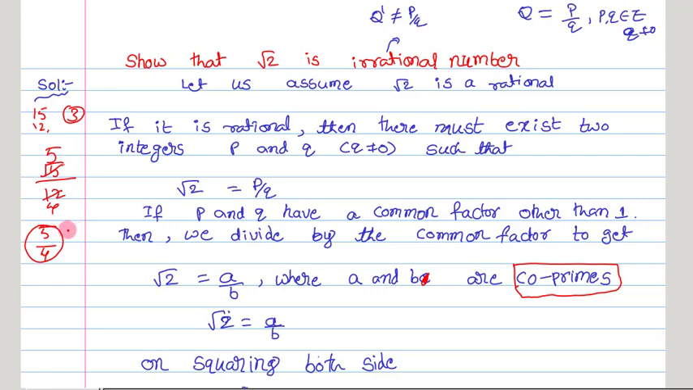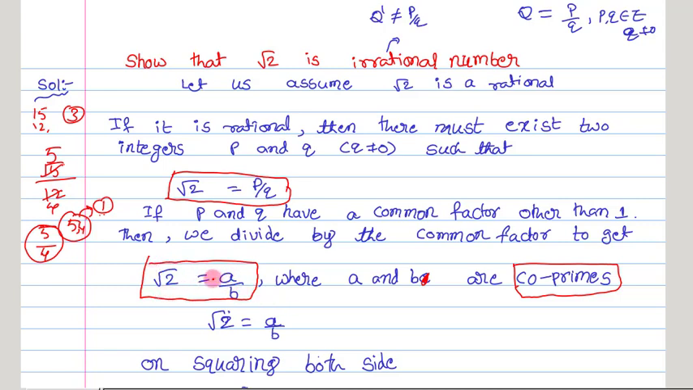Why are we saying it is in simplest form? Here numerator 5 and denominator 4 have only one common factor, that is 1. That means there are no other common factors other than 1. So if you take root 2 as a rational number, written as p by q, and there exists a common factor other than 1, then dividing both numerator and denominator by that common factor, I will get root 2 in simplest form as a by b.